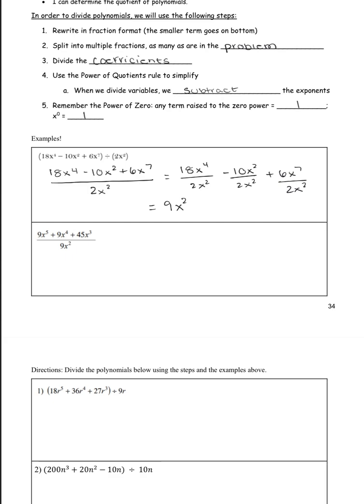Then you have negative 10 divided by 2, which gives you a negative 5. x squared divided by x squared, that completely cancels out. So remember, 2 minus 2 gives you 0. Anything raised to the power of 0 is 1. Then you have 6 divided by 2, which is plus 3. And then you have x to the 7th and x squared. You subtract them and you get x to the 5th.